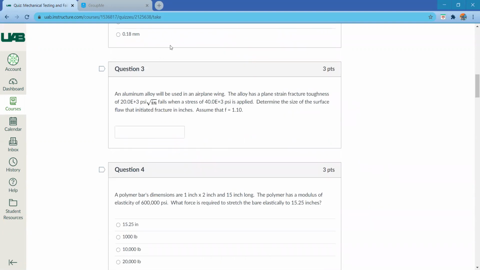Moving on, an aluminum alloy will be used in an airplane wing. The alloy has a plane strain fracture toughness of this and fails when a stress of this is applied. Determine the size of the surface flaw that initiates the fracture, in inches. Now, the one above was in meters, and the one before asked for it in millimeters. This one, there are no direct conversions you have to do since it's already in inches with your Kc.